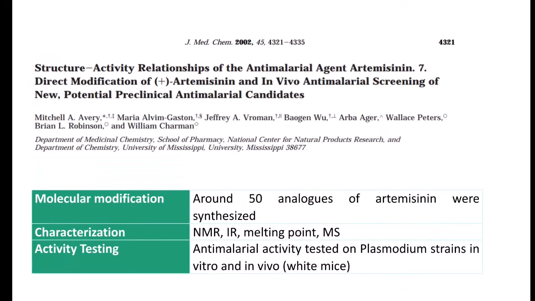Okay, next, structure activity relationships of the antimalarial agent artemisinin. 7 direct modification of plus artemisinin and in vivo antimalarial screening of new potential preclinical antimalarial candidates. So they performed here, first ay molecular modification, then characterization, then activity testing. So kung mapapansin nyo, they did not do extraction and isolation anymore. You can do this if available naman sa market yung molecule that you will modify.